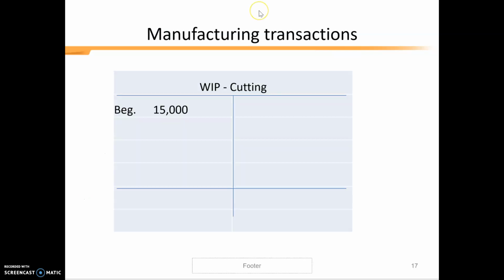All right. Okay, so let's look at how manufacturing transactions are recorded in a process costing. It's very similar to what we learned under job costing, except we're going to have multiple work in process inventory accounts because every process or department has its own work in process inventory account. So we're looking here at the cutting department. And the work in process cutting department, last period we ended with 15,000 in our work in process. And so that's our beginning work in process for this period. So now we're going to get going, working in the new period.